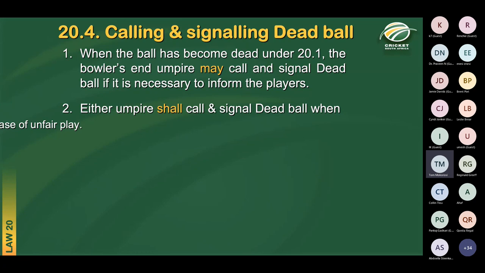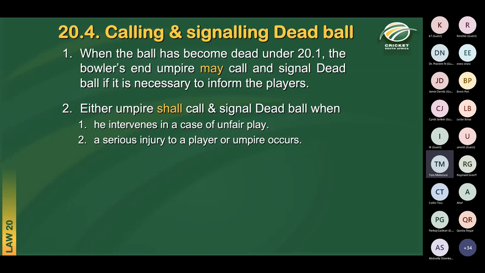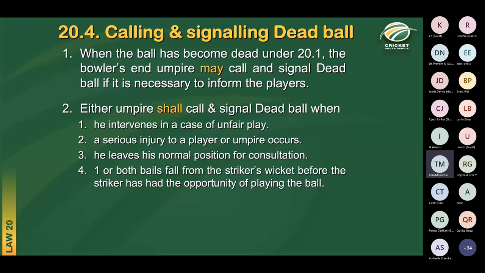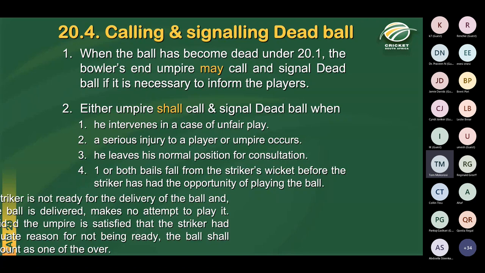The law requires either umpire to call and signal dead ball when they intervene in a case of unfair play. Either umpire shall call and signal dead ball when a serious injury to a player or umpire occurs. Either umpire shall call and signal dead ball when he or she leaves their normal position for consultation with their partner. Either umpire shall call and signal dead ball when one or both bails fall from the striker's wicket before the striker has had the opportunity of playing the ball.